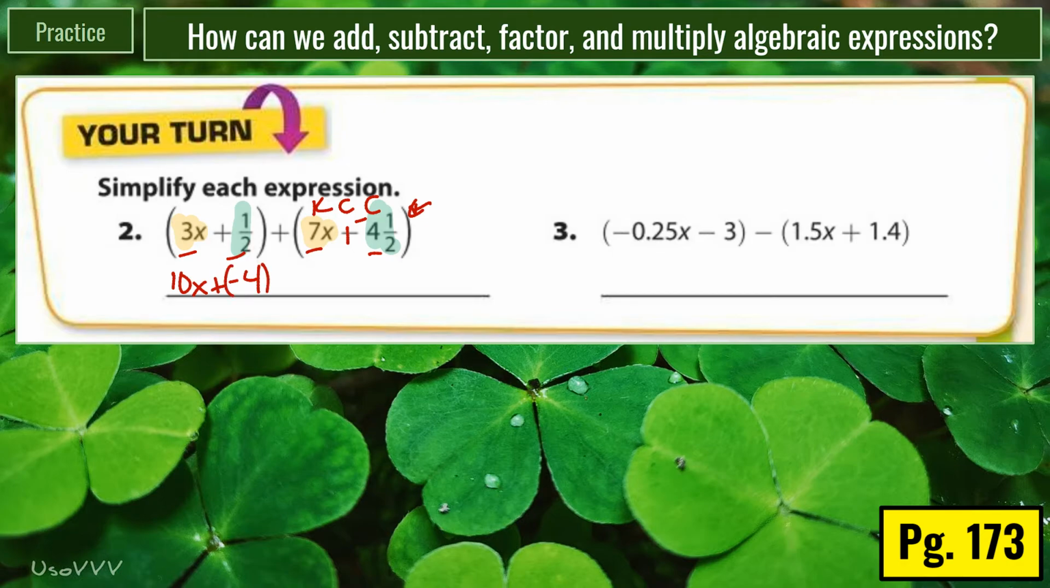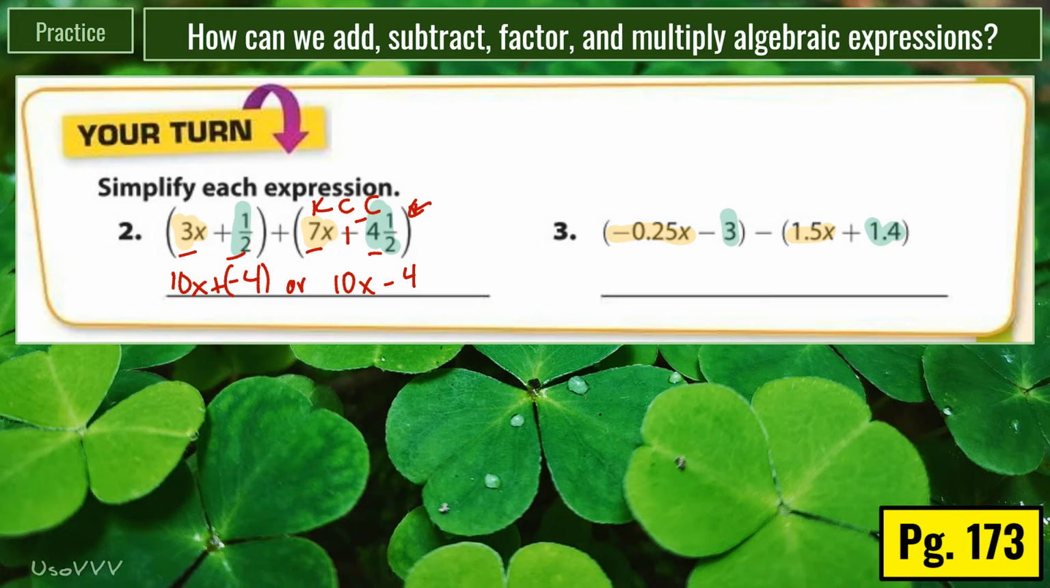So 10x plus negative 4. You can also write this as 10x minus 4. It's still the same thing. Let's move on to number 3. Same thing here. Notice we've got variable, variable, and constant, constant.